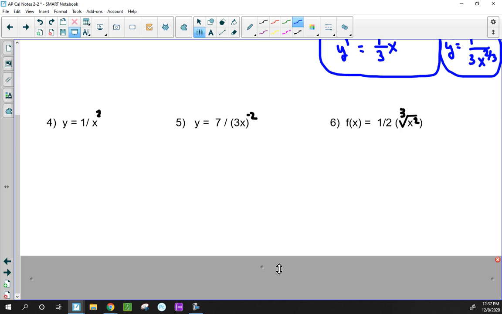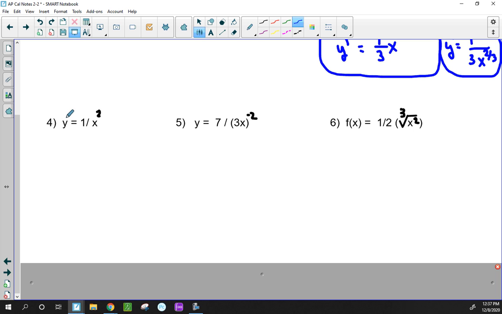Alright, let's take a look at number 4. On number 4, I see y equals 1/x squared. This is a particular problem where I would want, let me rewrite this really quickly, I would want to rewrite it without a fraction. And so I would say y is equal to, instead of 1/x to the second, I would just call it x to the -2. Because this way you can use the power rule.